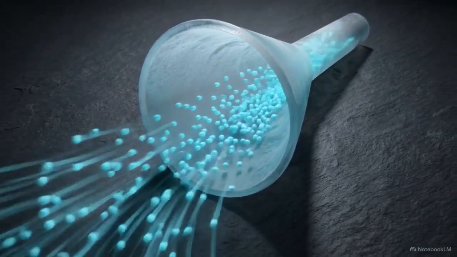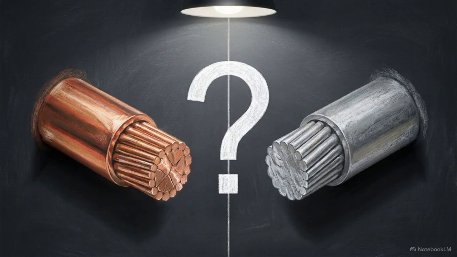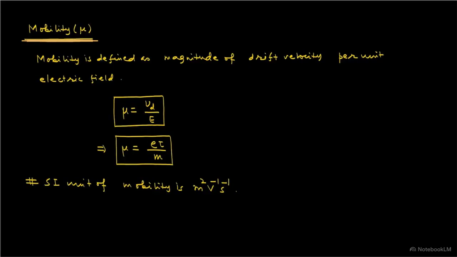Drift velocity tells us how fast electrons move under a specific field. But how do we standardize and compare conduction behavior across different materials, regardless of how strong the applied electric field is? We solve this by introducing a standardized metric called electrical mobility. As seen in the definition text here, mobility, represented by the Greek letter mu, is the ratio of the magnitude of drift velocity per unit of electric field.